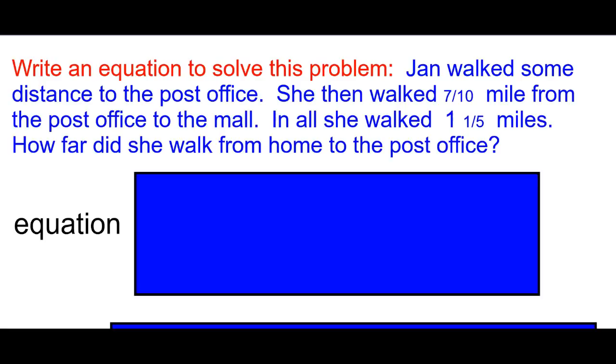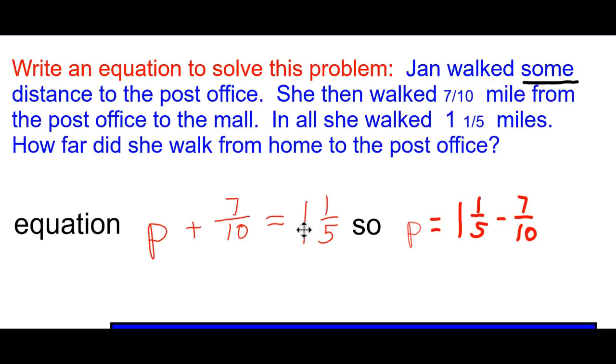Now I'm going to do the equation part of this with you guys because this one's a little bit confusing because it says she walked some distance. So we don't know what that is. That's what we're going to have to solve. So we know she walked some distance to the post office and then she walked some more to get to a total of 1 1/5. So next to the spot in your equation, we're going to write, well, P stands for some distance, plus 7/10 equals 1 1/5.